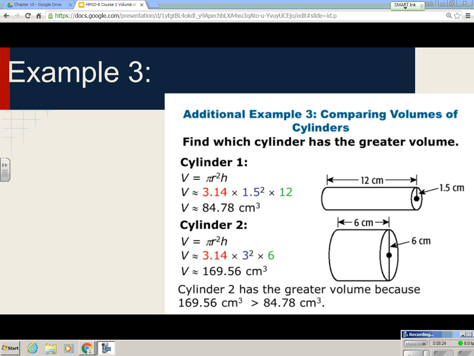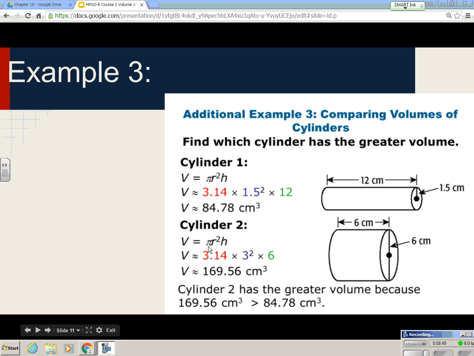You solve it. So we start with volume equaling pi radius squared height. Formula. We plug it in, because here's our height, here's our radius, which you just have to square, and we chug out an answer of 84.78 centimeters cubed, or you could say about 85 centimeters cubed.